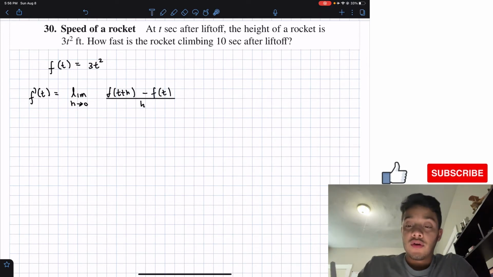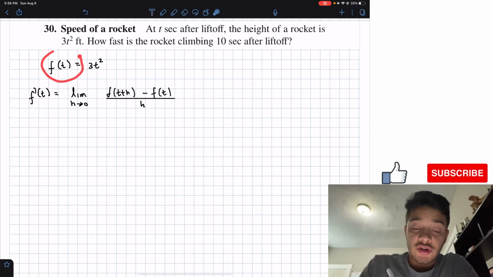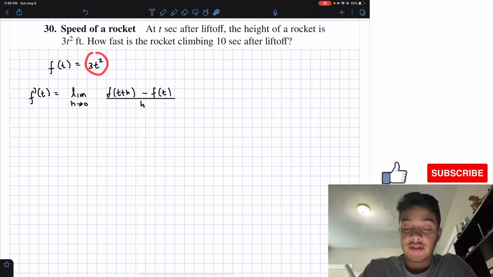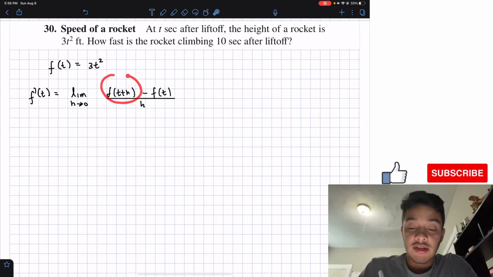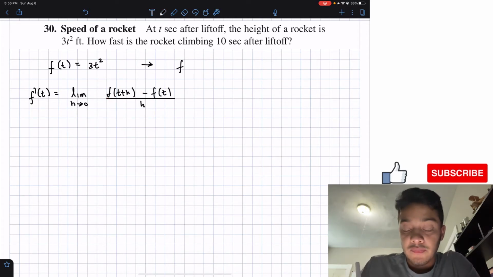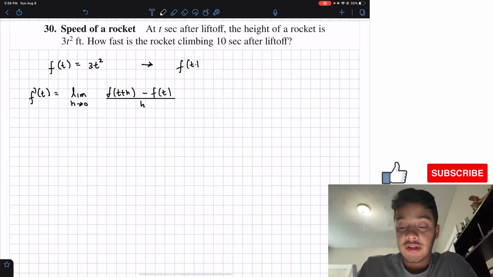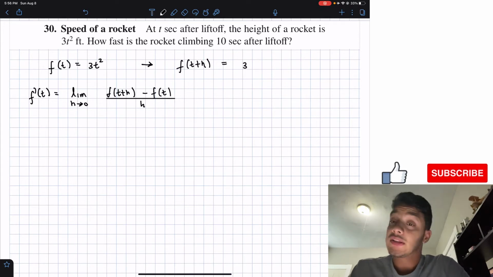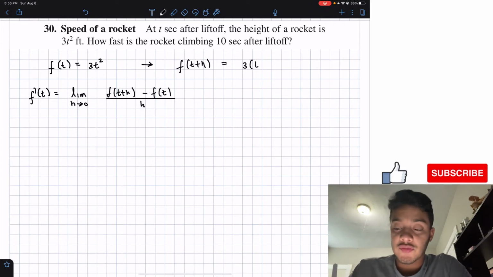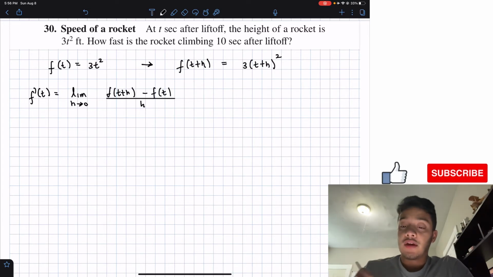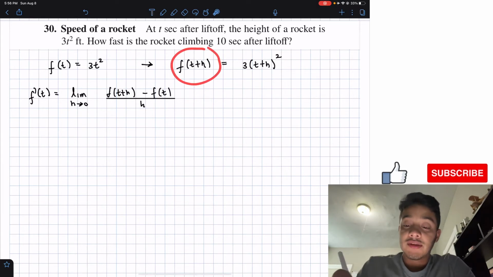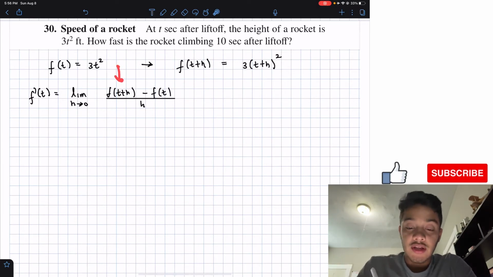Okay? Now, if we take a look at this, we have the function evaluated at t time is equal to 3t squared, but we don't know what f of t plus h is. f of t plus h, we can just find it by changing all our t's for t plus h. So in this case, I'm going to change my t for a t plus h, and we square it. Now that we have our function at t plus h, we can just plug it into our limit.